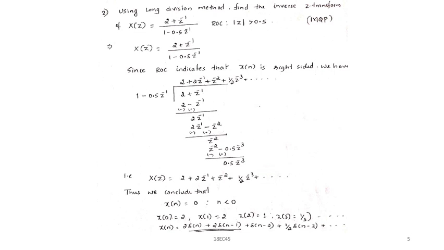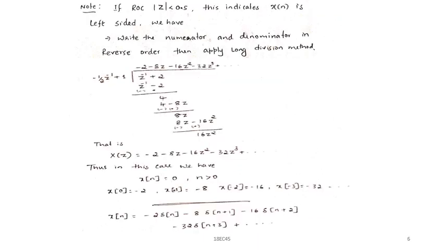We'll consider the second condition. Note, if ROC is mod z less than 0.5, this indicates that x of n is a left-sided sequence. So we have to write the numerator and denominator in the reverse order, then apply the long division method. So I'll write the numerator and denominator in the reverse order.